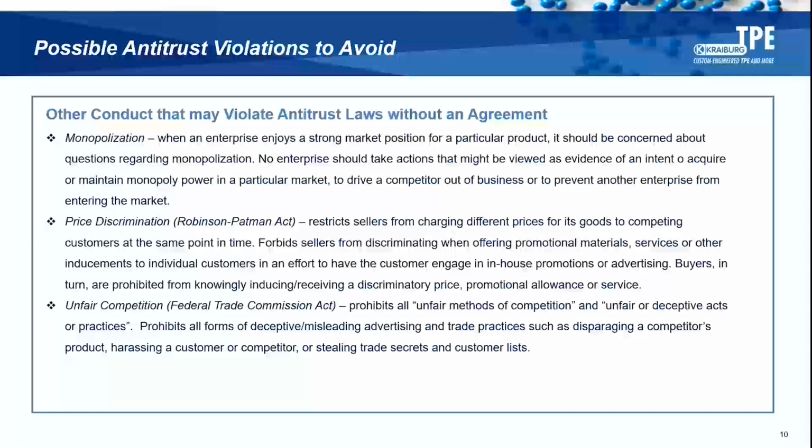Unfair competition, which is alluded to under the Federal Trade Commission Act, prohibits all unfair methods of competition and unfair or deceptive acts or practices. This prohibits all forms of deceptive or misleading advertising and trade practices, such as disparaging a competitor's product, harassing a product or a customer or competitor, or stealing trade secrets or customer lists.